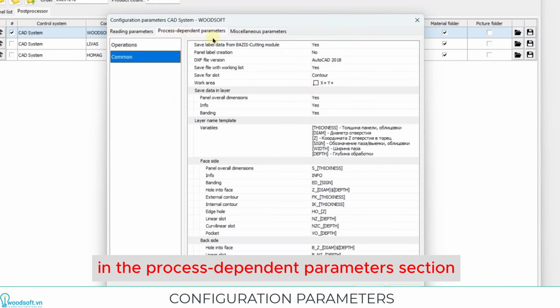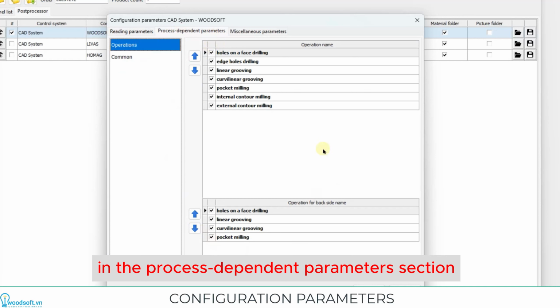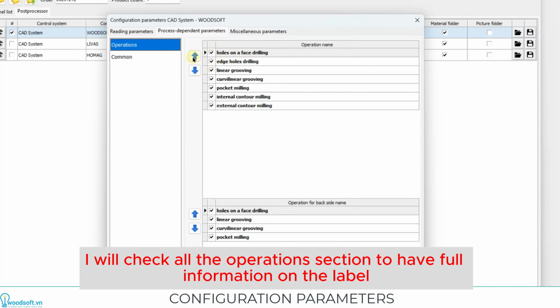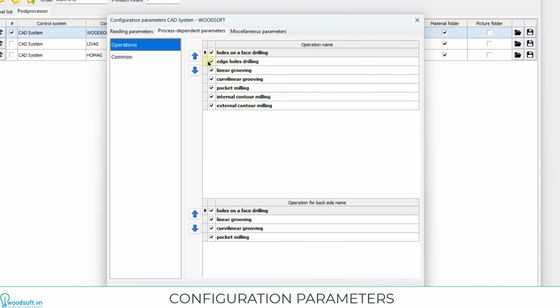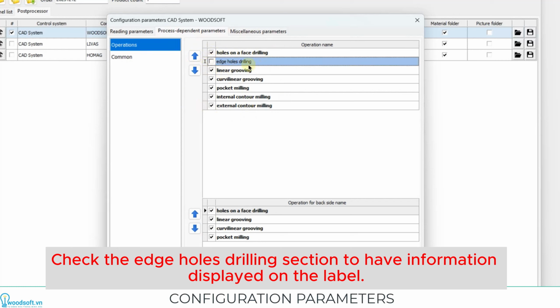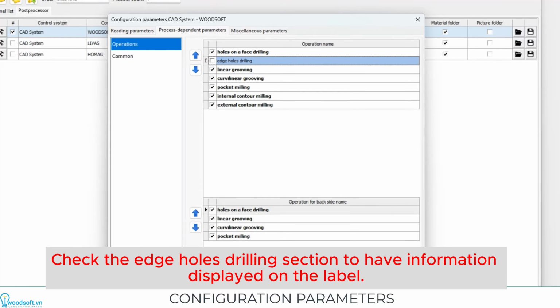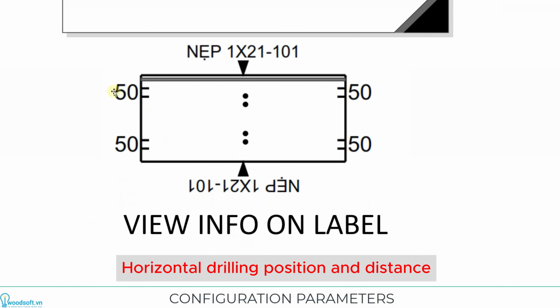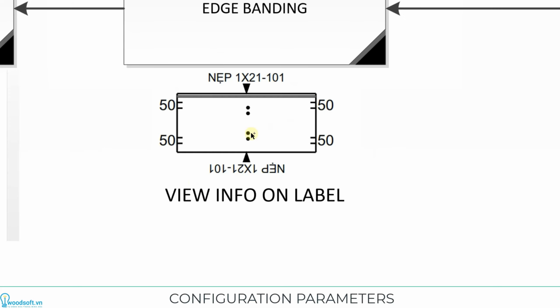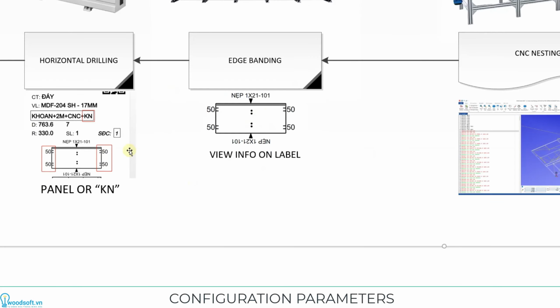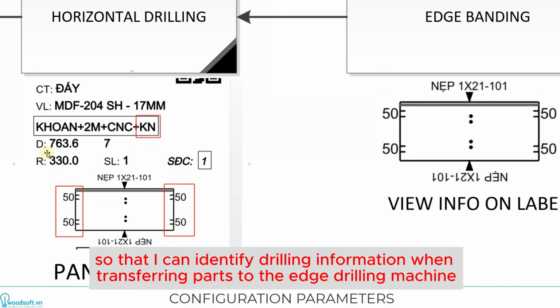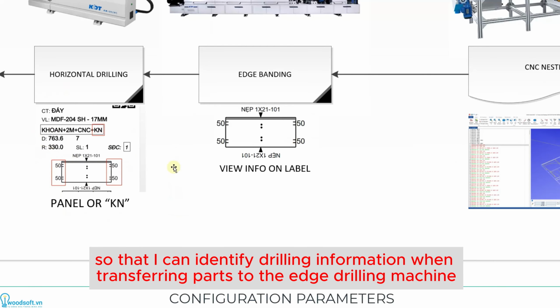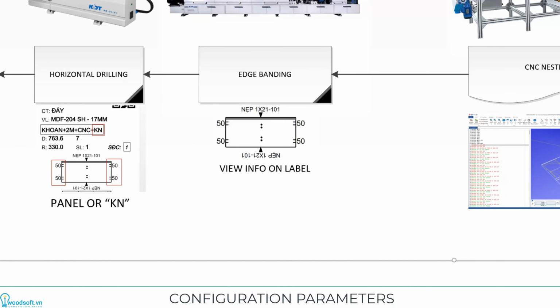In the process-dependent parameters section, I will check all the operations section. To have full information on the label, check the edge holes drilling section, to have information displayed on the label: horizontal drilling position and distance. So that I can identify drilling information when transferring parts to the edge drilling machine.